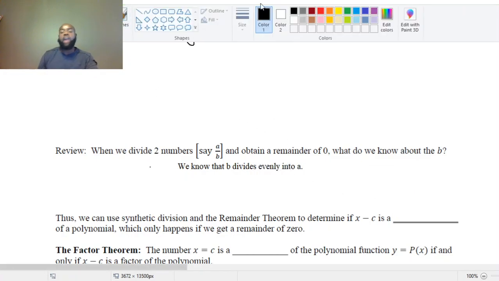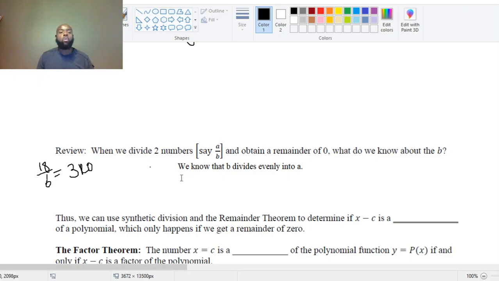So for instance, if I were to do 18 divided by 6, 18 divided by 6 goes in 3 times, and it goes in 3 whole times. It divides evenly, there's no remainder, 3 with a remainder of 0. That's what we know about 6: 6 divides evenly into 18, and I'm using A as my numerator here.